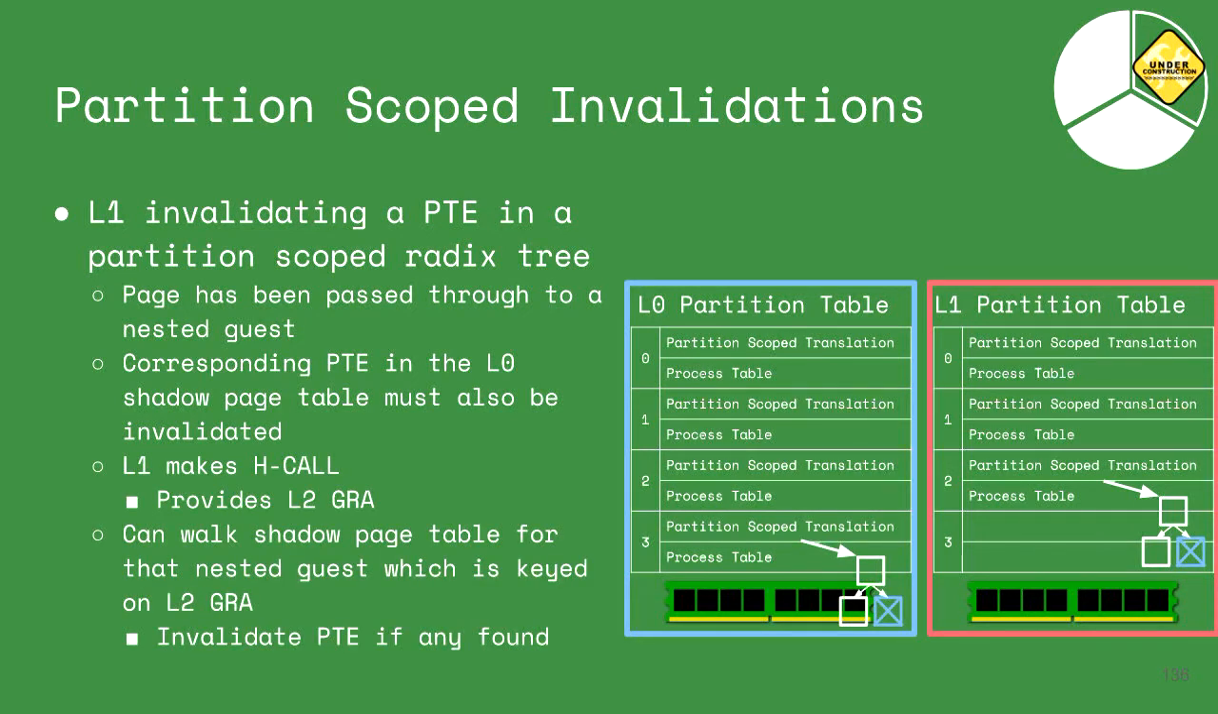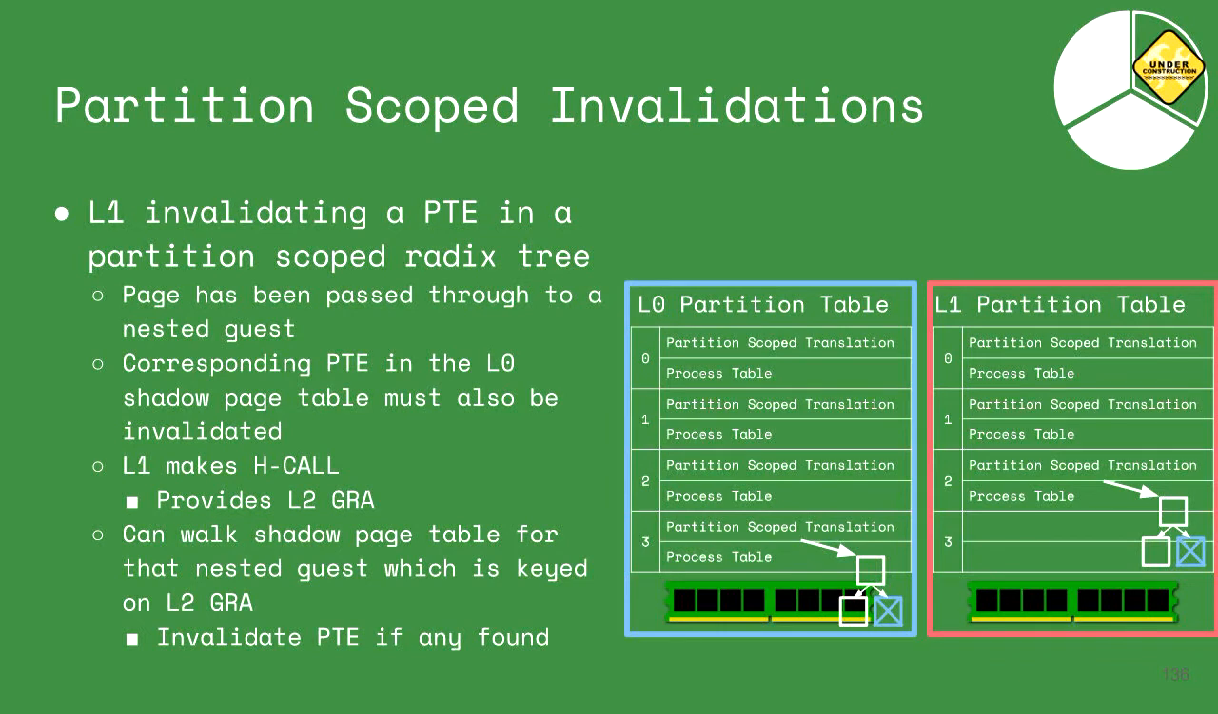Now the instruction to manage the caching of partition table translations is a hypervisor privilege instruction. So we had two choices here. We could either trap to level 0 or we could just make an H call. And we figured since we already had an H call for the entry and exit, we may as well have one for this as well.